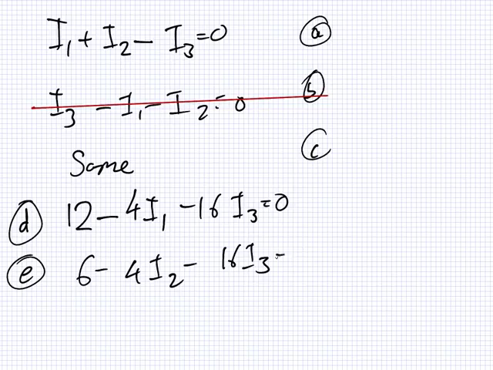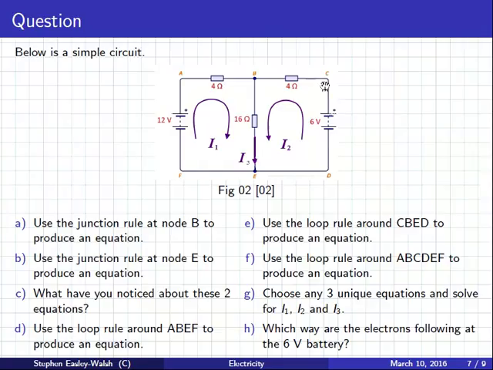Okay, next one is the loop around the outside, A, B, C, D, E, F. Now, before you write it down, my tip is to start at the cell, or the battery, and to start at the bigger one. So you should start your loop at 12 and go with the flow. So is that up or down? Try to make this one now, and then I'll ask one of you for the answer.